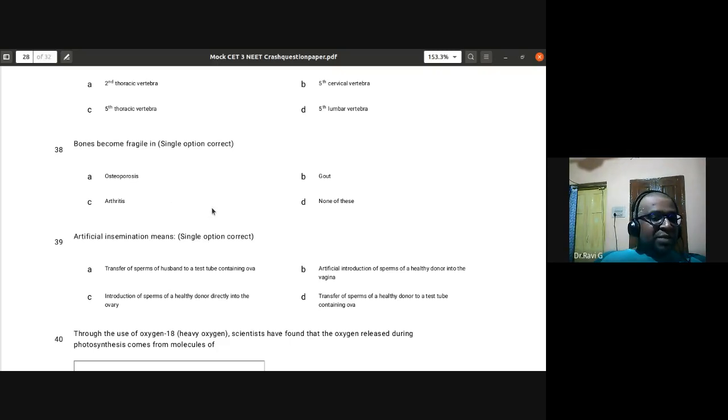Artificial insemination means transfer of sperms of the husband to a test tube containing ova, or artificial introduction of sperms of a healthy donor into the vagina. So artificial insemination means artificial introduction of sperms of a healthy donor into the vagina. So B is the answer for the 39th one.